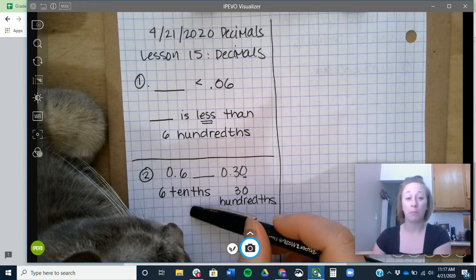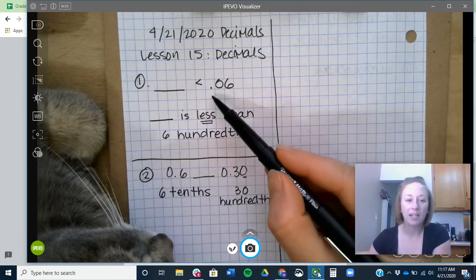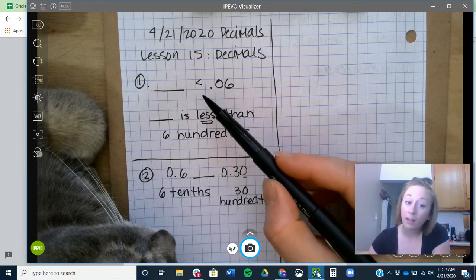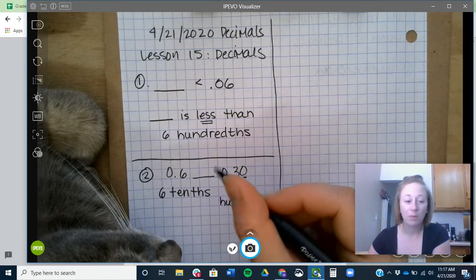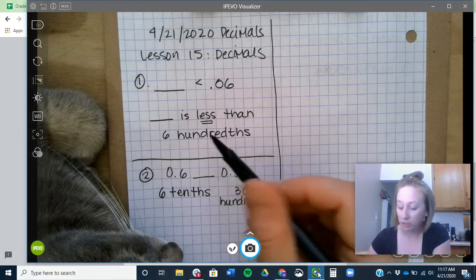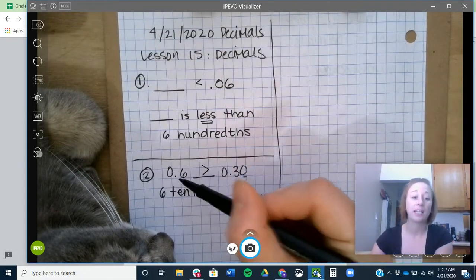Well, now we just have to remember which symbol that is. In order for us to remember, we always should keep in mind that whichever side of the symbol is open, that is going to eat the bigger number. So 6 tenths is greater, so we're going to eat that number. That is the greatest value.